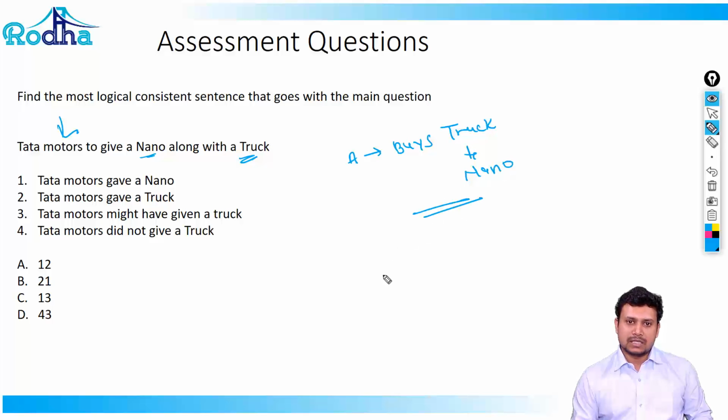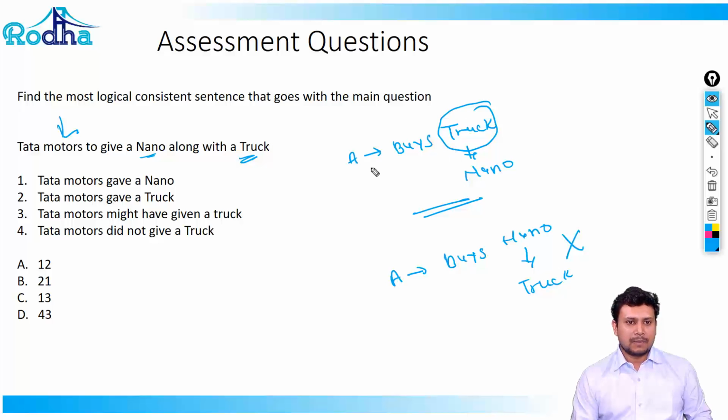That's how the sequencing is. Can this work the other way around? Can I say if A buys Nano, he'll get a truck? This is not possible. So to get a Nano, the mandatory condition is getting a truck. So which means my first option will be the mandatory condition, which means Tata Motors gave a truck would mean that Tata Motors gave a Nano. So 2, 1 should be the sequence that I should be looking at and not the other way around.